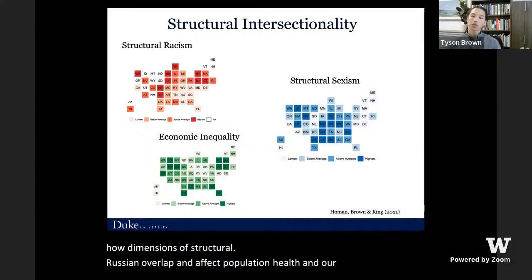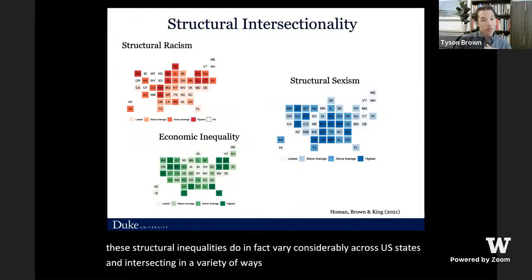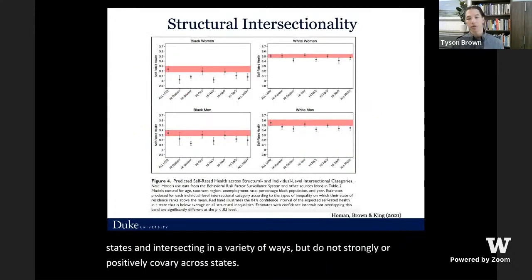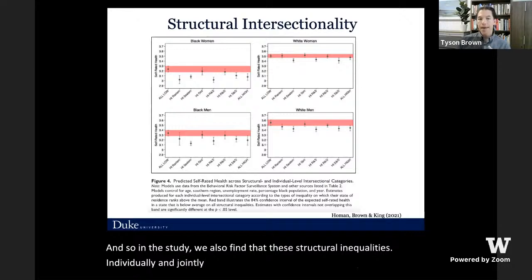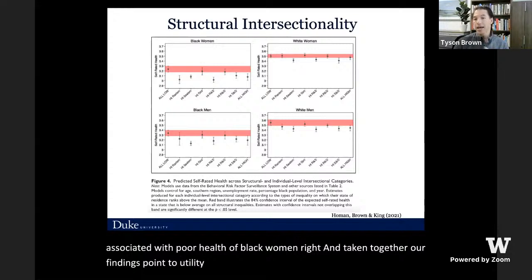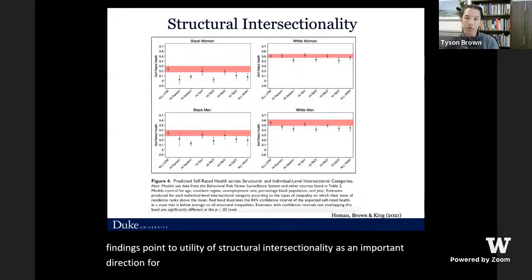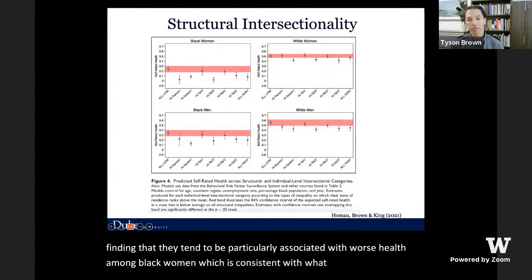And our analyses show that these structural inequalities do in fact vary considerably across US states and intersect in a variety of ways, but do not strongly or positively co-vary across states. And so in the study, we also find that these structural inequalities individually and jointly shape health, and that they're most consistently associated with poor health of Black women, right? And taken together, our findings point to the utility of structural intersectionality as an important direction for future research on health disparities, especially given this finding that they tend to be particularly associated with worse health among Black women, which is consistent with what intersectionality theories might predict.